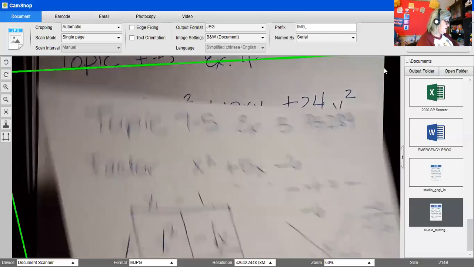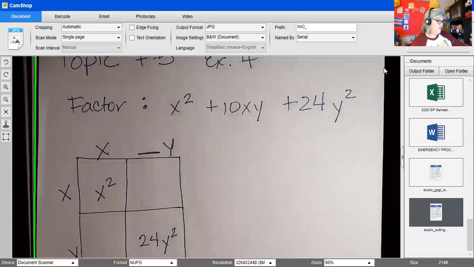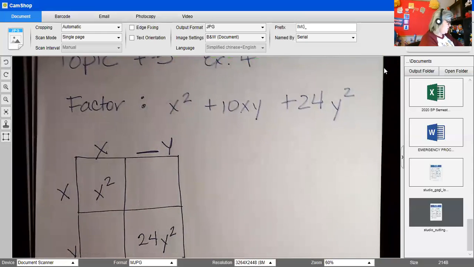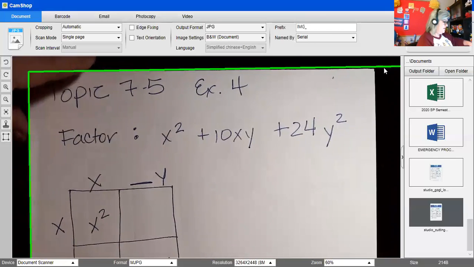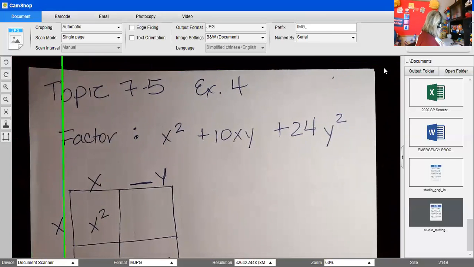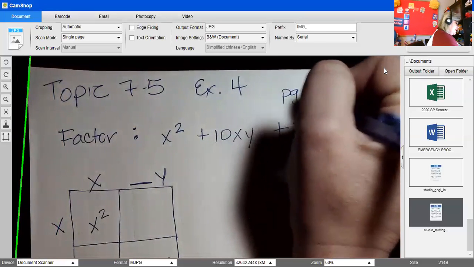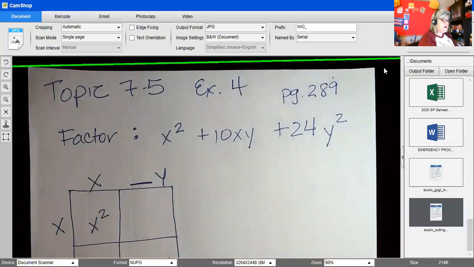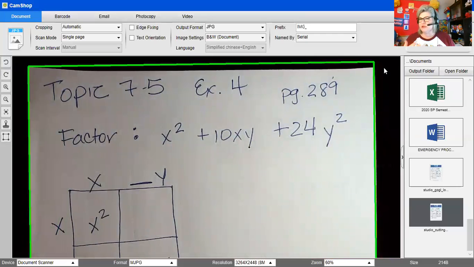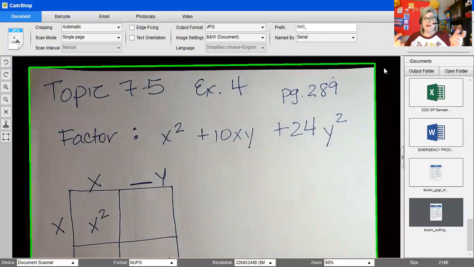All right, so then we have example 4. Example 4 from topic 7.5. I didn't write the page number on this one, so let me see if I can find it real quick for you. Example 4 on 7.5 is on page 289 again. So page 289. And now you can see that this one looks a little different because it has an X and a Y. So we're just simply dealing with two variables this time, but we're going to apply the same principles.